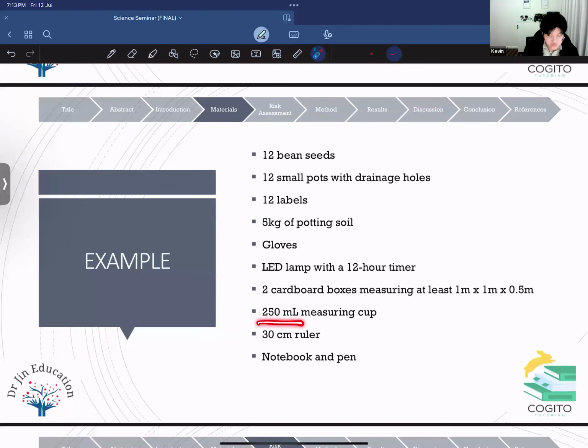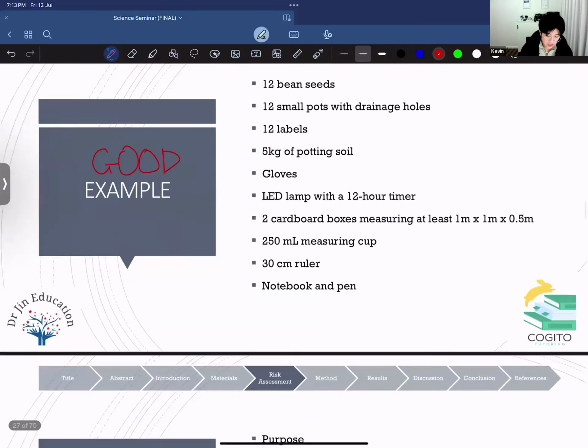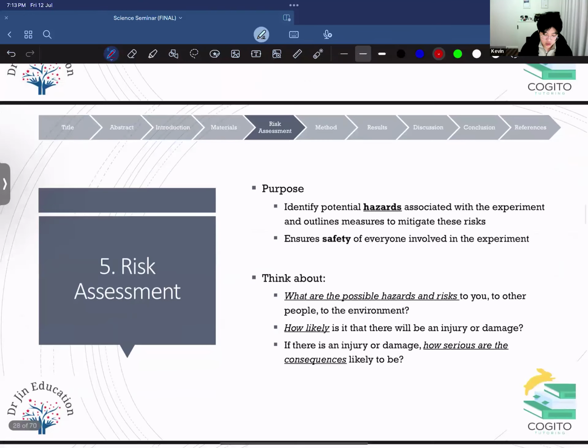And then look, 250-milliliter measuring cup, because we have to give them water. If we don't give them water, they're gonna die, right? And you're gonna have to measure the plant growth. So you're gonna use a ruler, right? It's a 30-centimeter ruler. And then you're also gonna have a notebook and pen, right? So hopefully you guys can see this. It's much better. This is a good example, okay? Now, that's that for your materials.